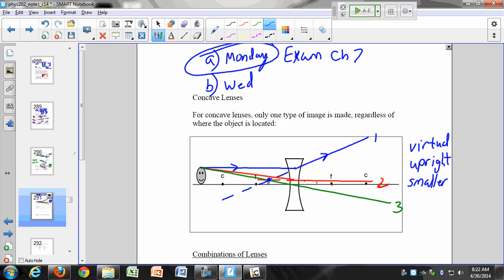It'll be a normal length exam. So you're probably going to see some ray diagrams. You're going to see combination lenses. You're going to see mirrors and stuff like that. So next time, we'll do combination lenses and then the concept test we just got, and then we'll be done.